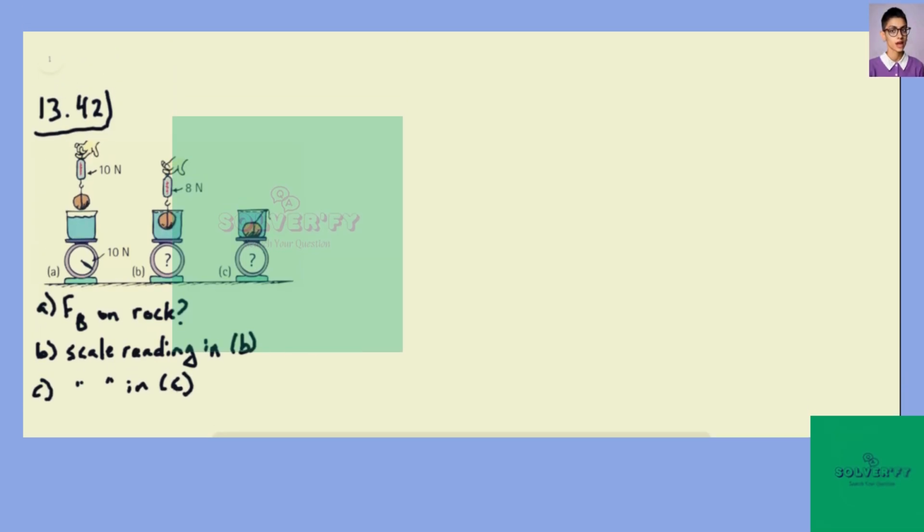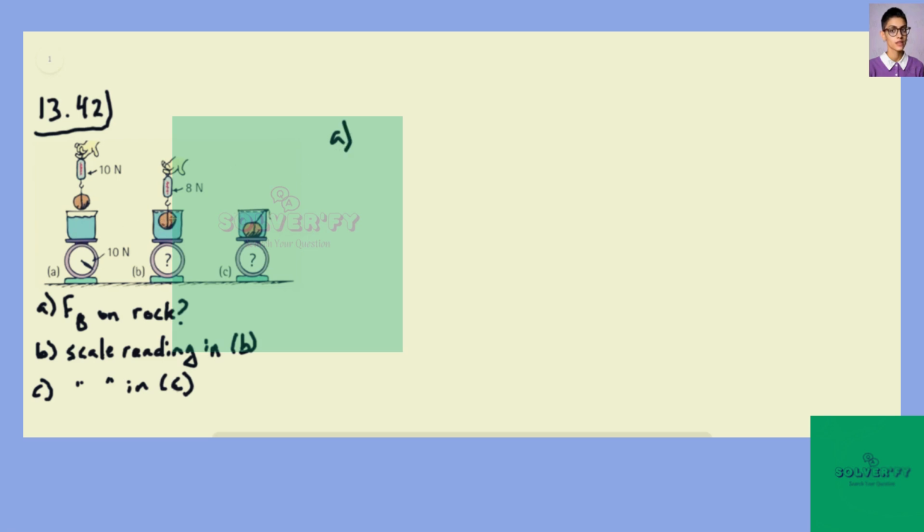So we're playing around with a couple of scales and a container of water and a rock. The rock has a weight of 10 newtons in air. The container of water has a weight of 10 newtons. Now when we submerge the rock underwater, but it's not at the bottom or anything, its weight is 8 newtons.